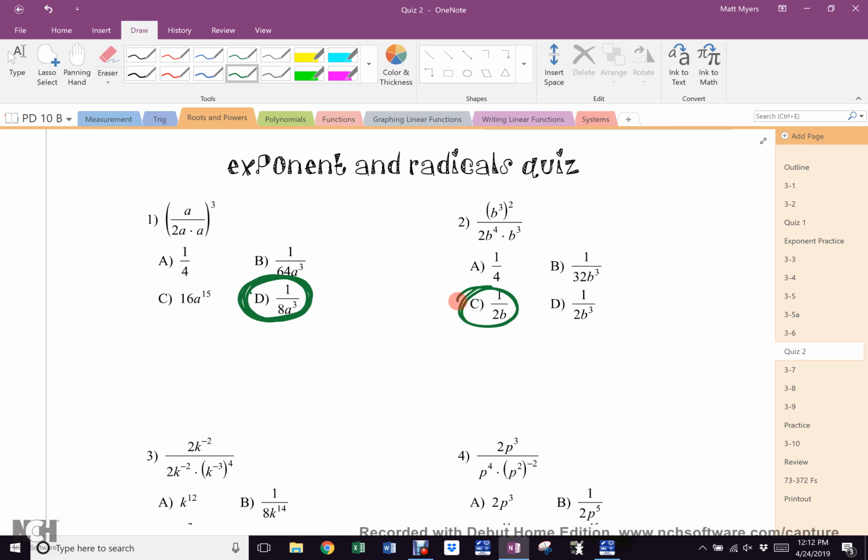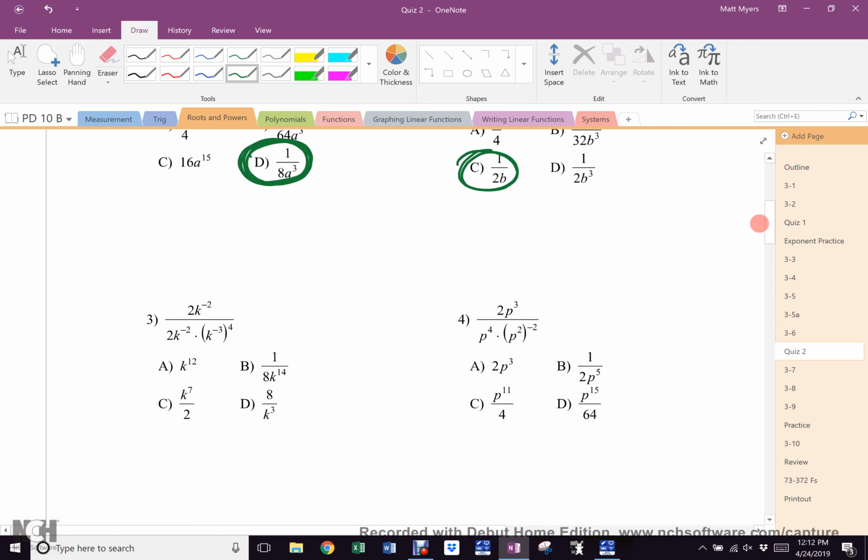Spectacular. 3, what's the answer? A. Do we all know why it is A? Because we're all getting A's. Why is it A? We all got it? Good. Number 4.